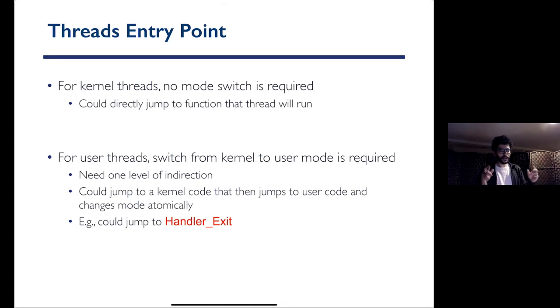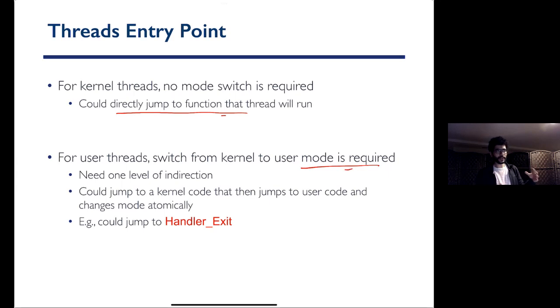Because we are in kernel mode when we're running this thread switch, right? So we're going to go from kernel mode to kernel mode because we're going to run a kernel thread. So we don't need to do any mode switch. We can just jump directly to the function that we want to run. This is different if we want to start a user thread. Why? Because this requires a mode transfer.